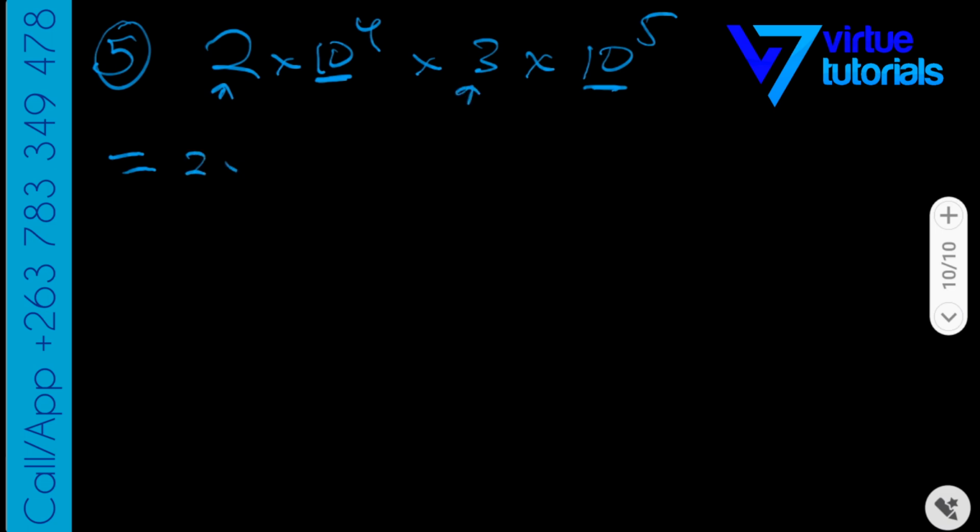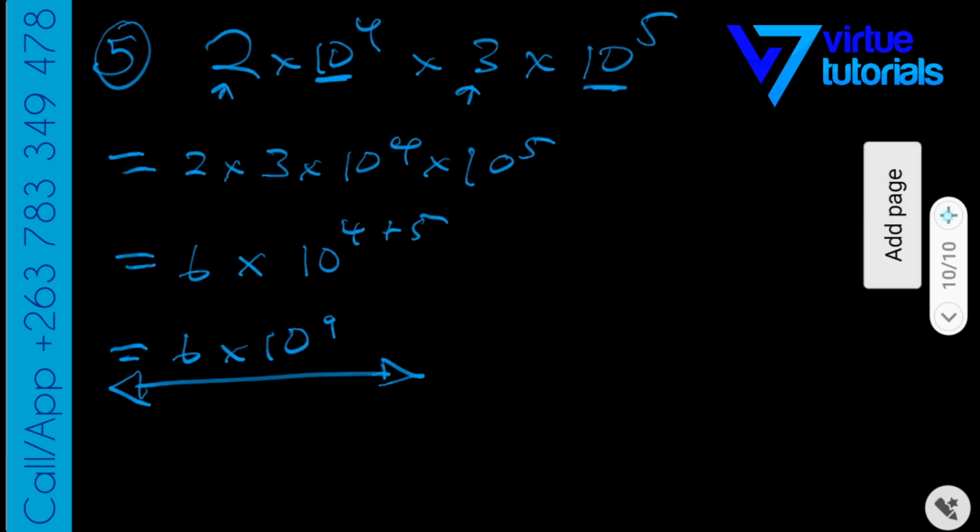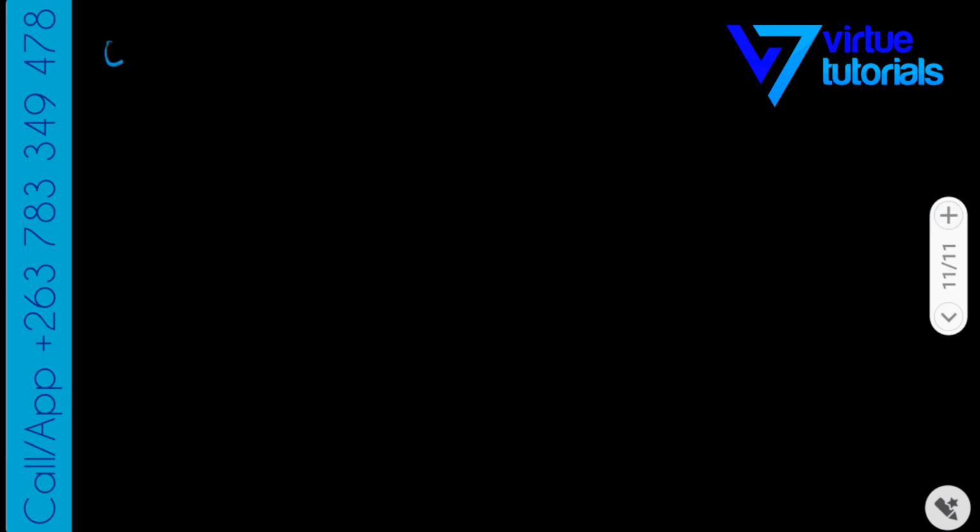So I rearrange, I'll get 2 times 3 times 10 to the power 4 times 10 to the power 5. So 2 times 3 gives you 6, times these two, add powers, 10 to the power 4 plus 5. Then I'll get 6 times 10 to the power 9. You leave it like that. Unless you first of all find 10 to the power 9, which is 9 tens multiplying each other. That's a billion. Then you multiply a billion times 6 and you get 6 billion, which is a step you can take, but in most cases, for standard form purposes, it looks good like that.